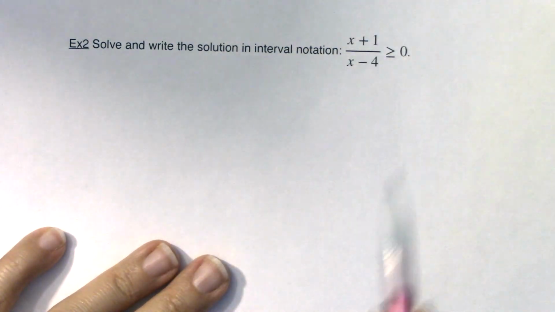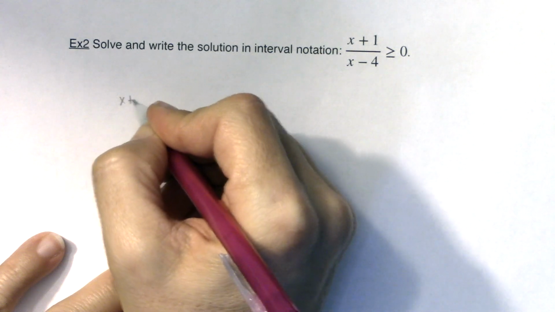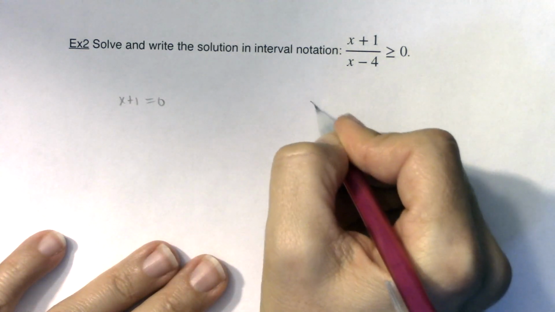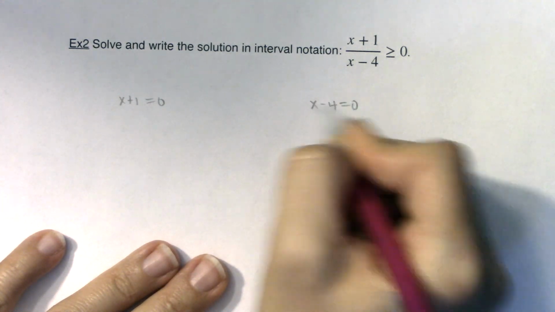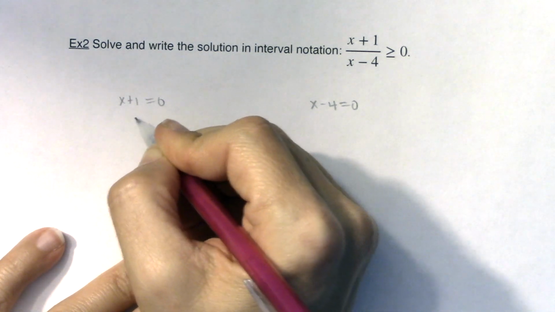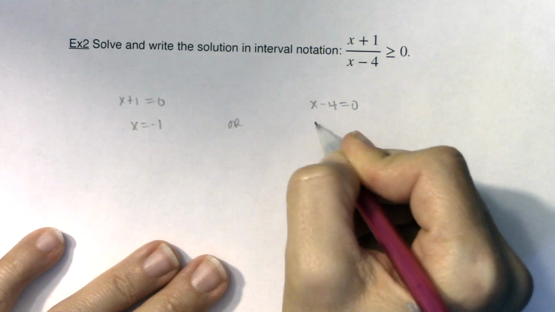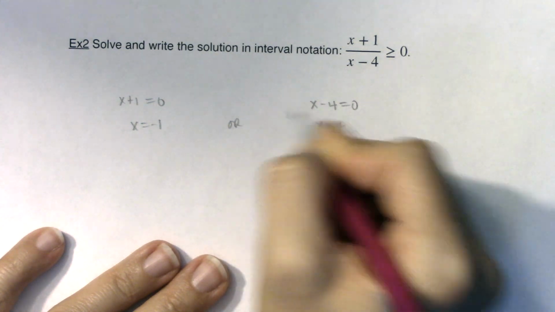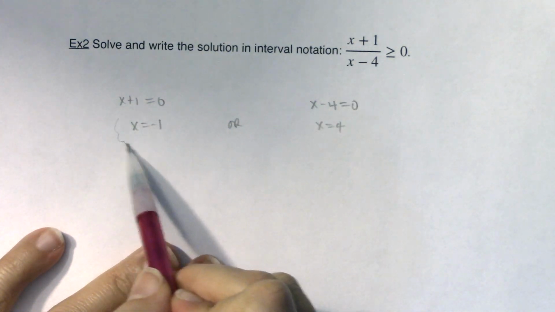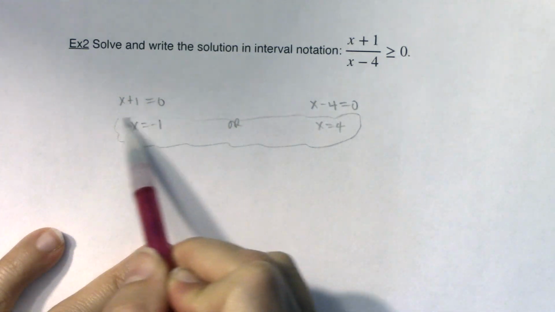My next step is to set the numerator, x plus 1, and the denominator to 0. If I subtract 1 from both sides, I get x equaling -1 here. I'm also interested in when x is equal to 4. Add 4 to both sides. So these are two interesting x values.